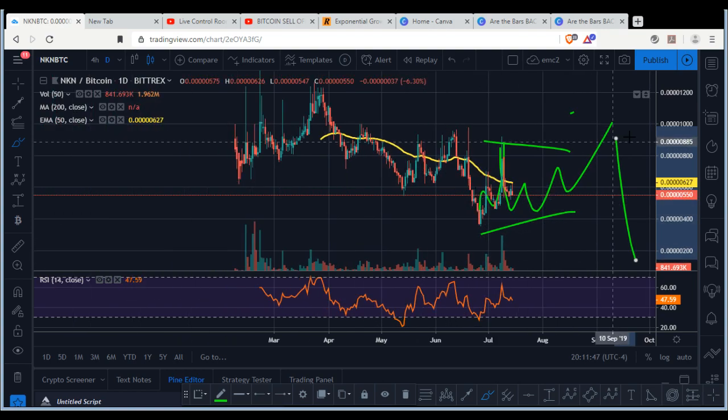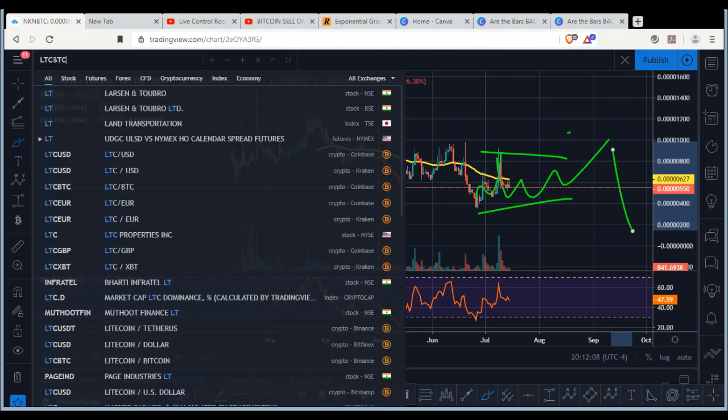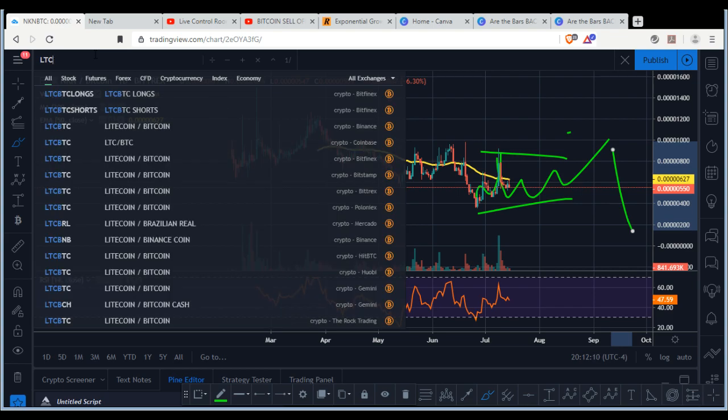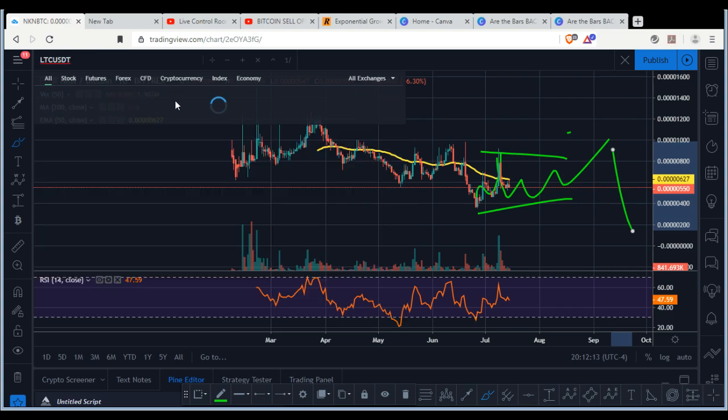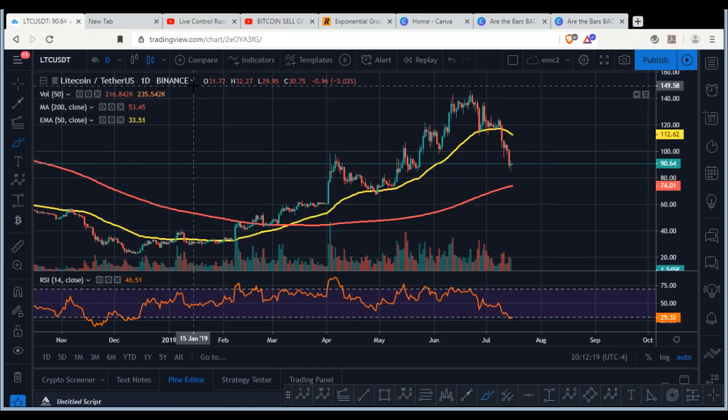But let's see how it's going to play out. Let's take a look at RSR, Litecoin USD, Litecoin. So we did check WANCHAIN. Let's take a look at link.